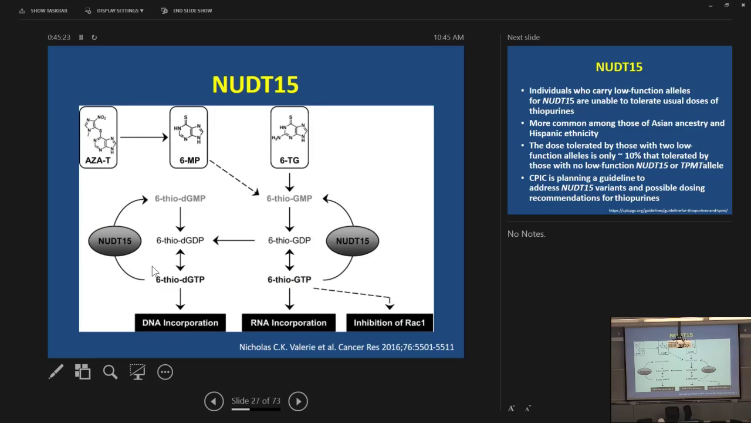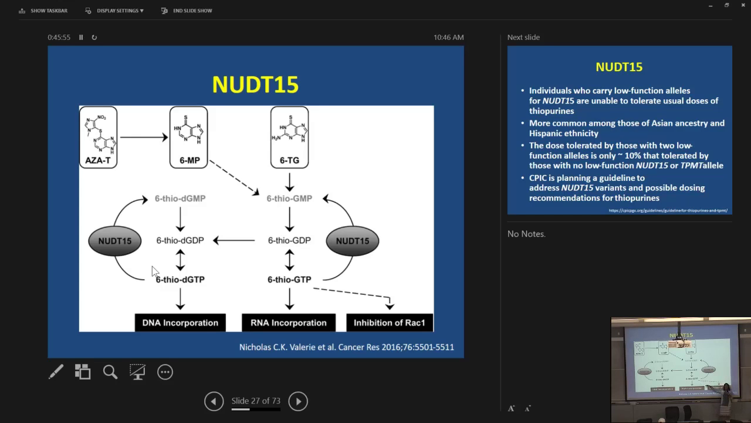Basically what NUDT15 does is it dephosphorylates the triphosphate back to a monophosphate, so it's kind of balancing out that conversion. So how much of it goes from triphosphate back to monophosphate? If you're taking it from here to here, what are you doing to its activity? You're actually decreasing it. But if you have a mutation in this enzyme where it doesn't work, what happens now?